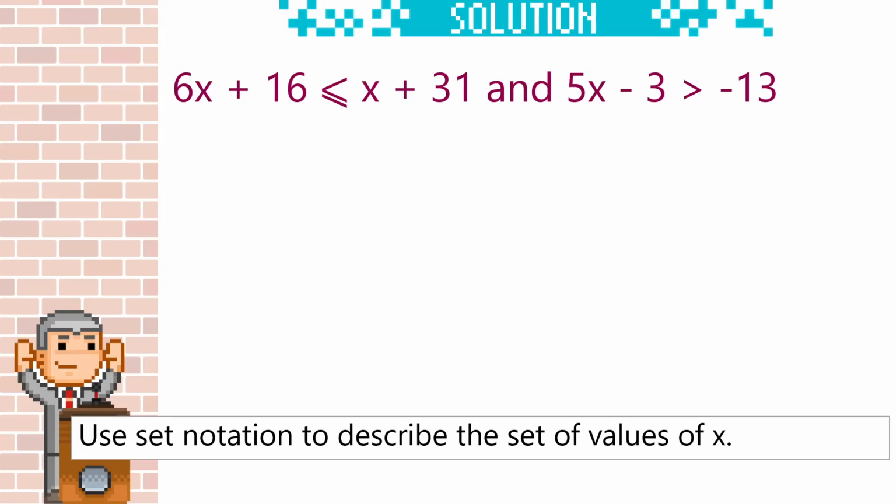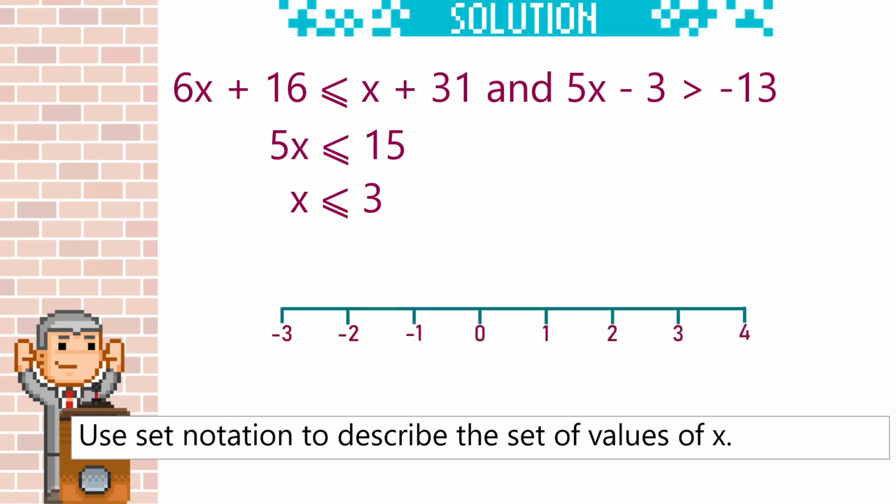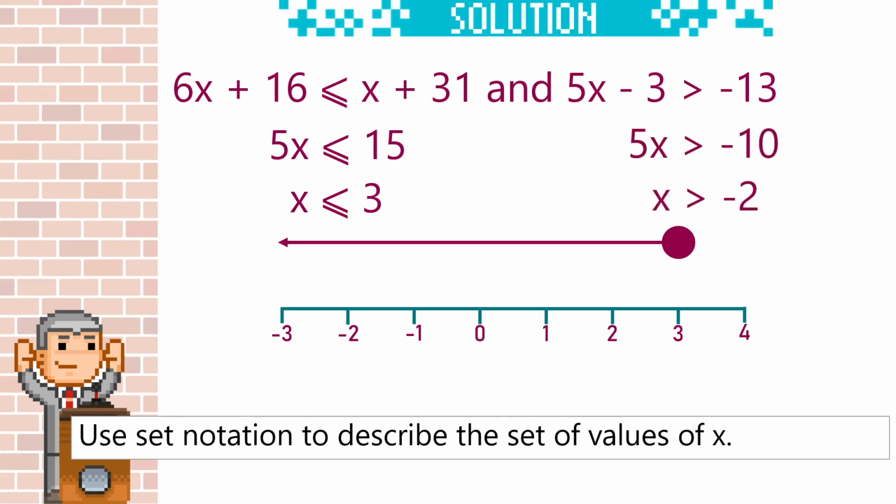For this question, let's start by solving the first inequality. So we're going to subtract 16 from both sides and subtract x from both sides, then obviously divide by 5. And let's look at our inequality on the number line. So we're going to write out a number line. It can be equal to 3, so it's going to be a filled in dot, and it's less than, so the arrows go to the left. Let's do the same with the second inequality. So we're going to add the 3 to both sides, then divide by 5. And on the number line, we need to have a hollow dot at -2 because it can't equal -2, and then arrow going to the right.